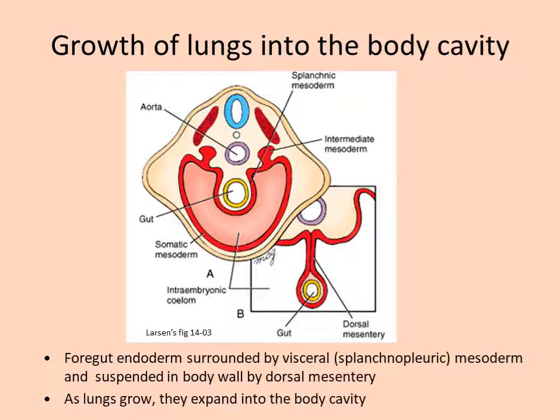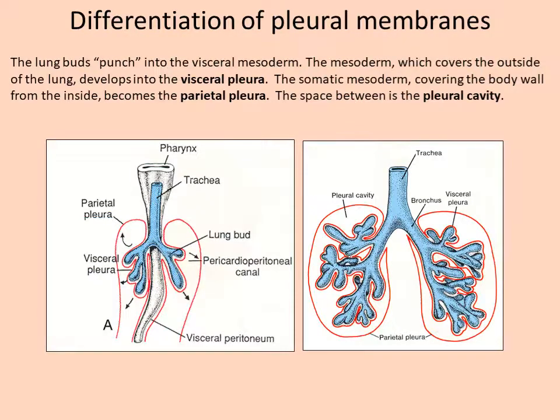Initially the pericardial cavity and the peritoneal cavity communicate with each other through the pericardio-peritoneal canal, and these canals are filled with expanding lung buds, as we can see here in figure A. The pericardio-peritoneal canal has been labeled. This blue colored lung bud is invaginating into this laterally present pericardio-peritoneal canal.